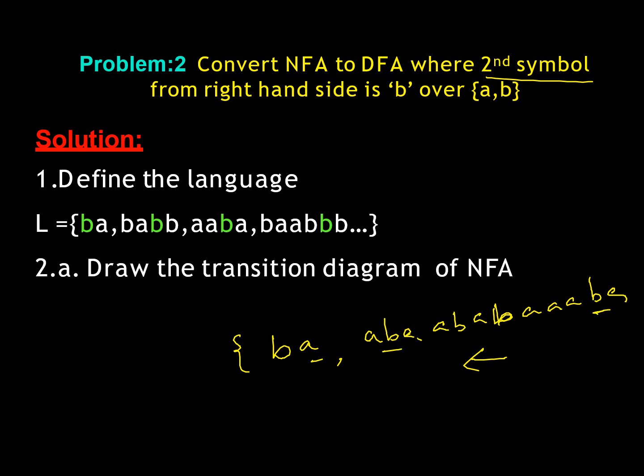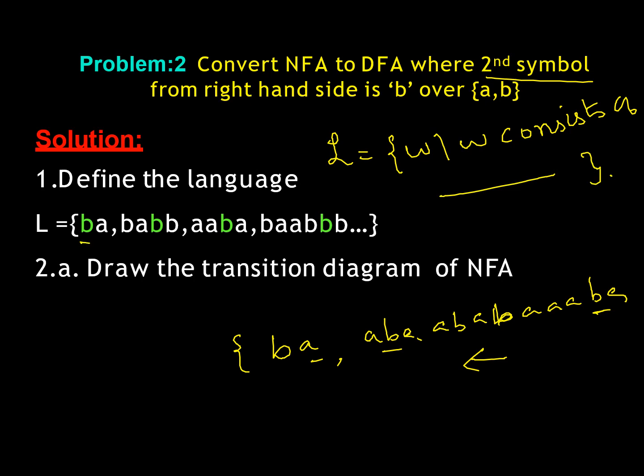So first, this is your formal representation. You first write your formal representation: L is equal to W such that W consists of all strings where the second symbol from the right hand side is B. Like this you have to write.